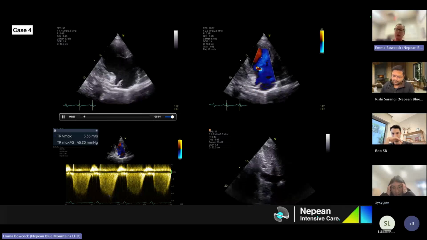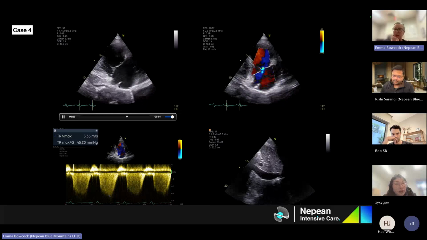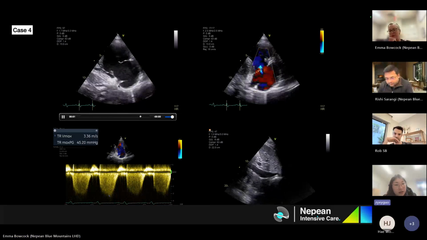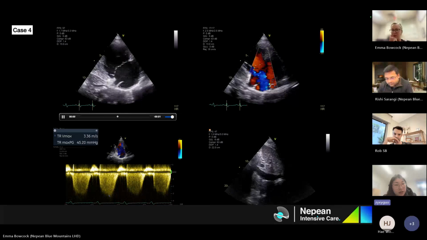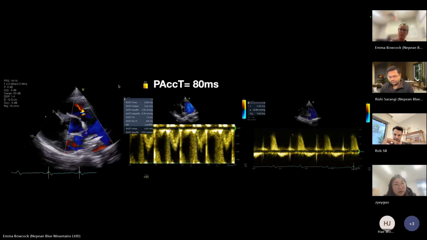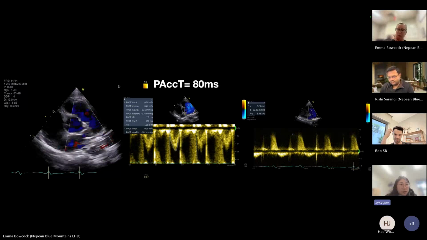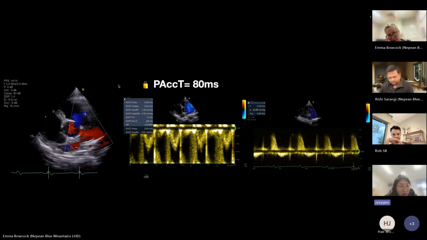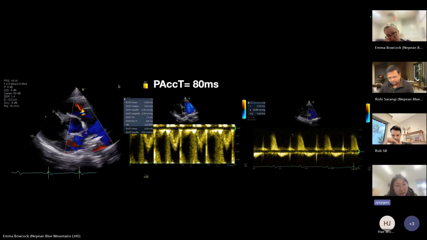What's this structure where I'm pointing to? I got my pointer back. So that is, I think that is a prominent eustachian valve. So having a look at the pulmonary valve here, there is at least mild pulmonary regurgitation.